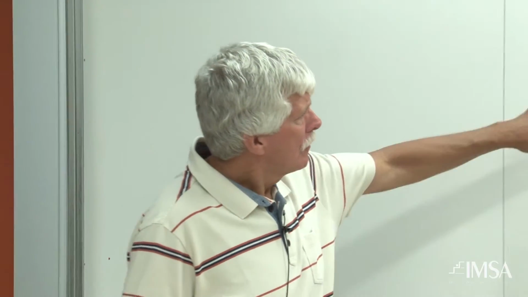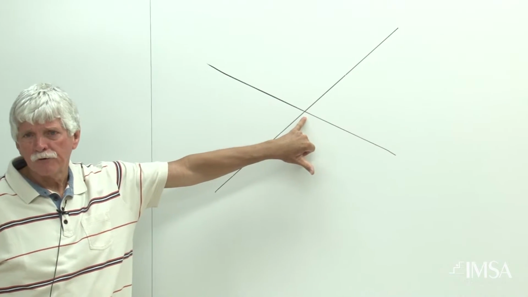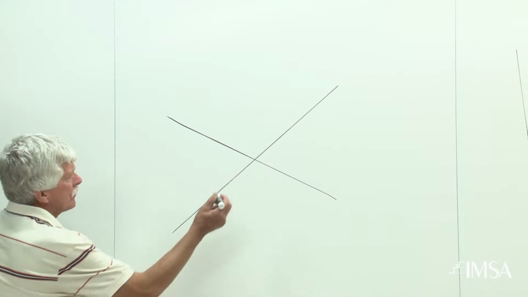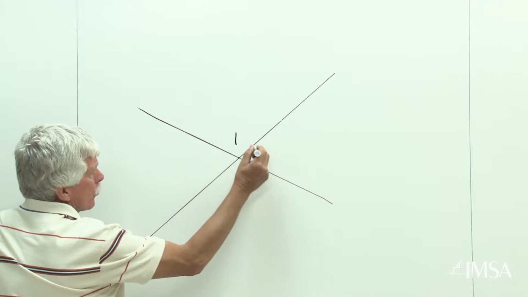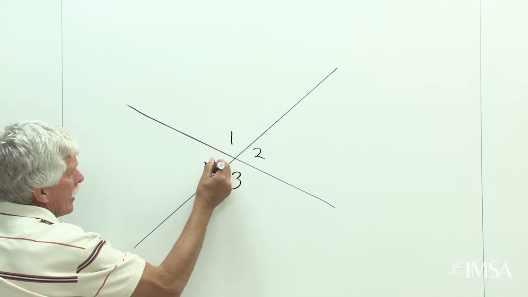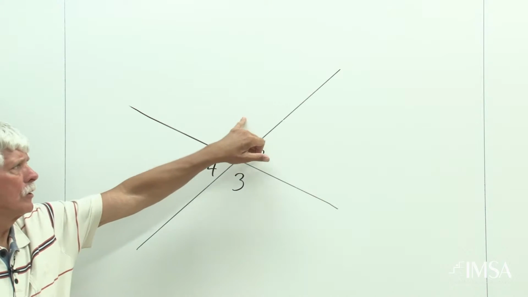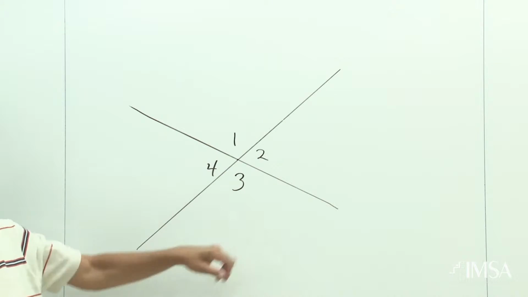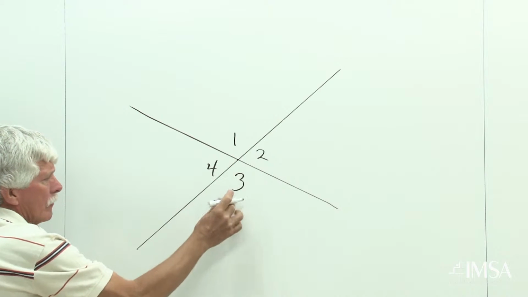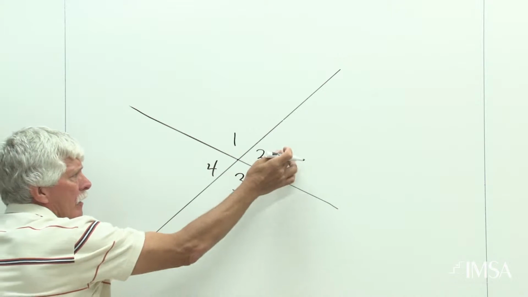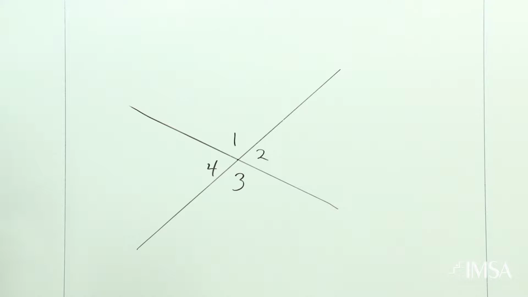We're going to look at vertical angles, complementary angles, and supplementary angles. First, of course, the vertical angles. Vertical angles share a common vertex. So if we have these angles, I'm just going to number them angles 1, 2, 3, and 4 to start with. We take a look at the vertical angles, and they are the ones that are across from each other. So angle 1 and angle 3 are vertical. Angle 2 and angle 4 are also vertical angles.